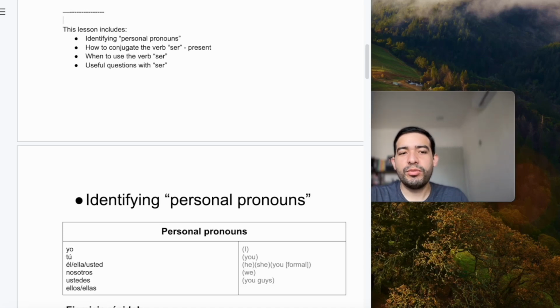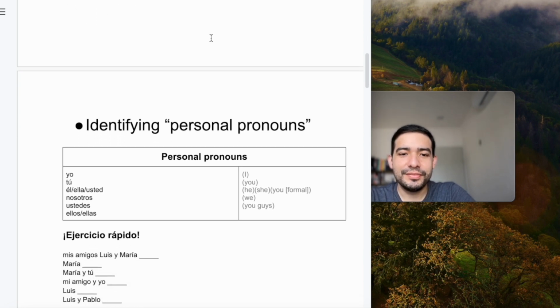In this lesson, we will talk about identifying personal pronouns, how to conjugate the verb ser in present, when to use the verb ser, and some useful questions with the same verb. Okay, so remember, I will talk about everything fast, but you should take your time, stop and think and study before you move on to the next thing. Or at least have a solid understanding of what I mean.